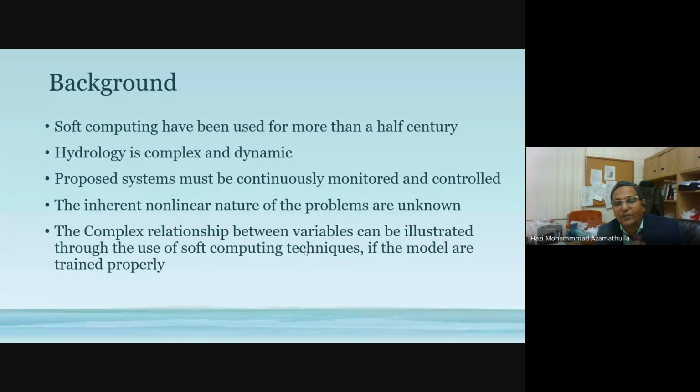That's why soft computing was, as I told you, first used in 1980 or 1982, at that time in electrical engineering, for voltage up and down. Then we adopted it in civil engineering. So you are all doing rainfall-runoff, like black box mapping. Hydrology is complex and dynamic.